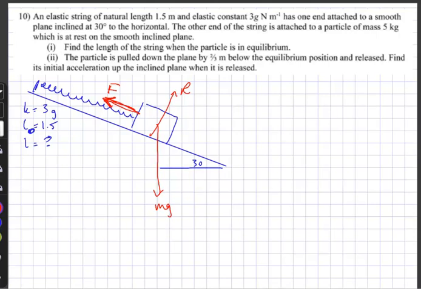If we take the components of that gravity, we have the mass times g. Now the mass is 5, so straight away I can put in 5 instead of the mass, so it's 5g, and the weight perpendicular to the surface is going to be 5g cos theta, and parallel to the surface is going to be 5g sine 30.